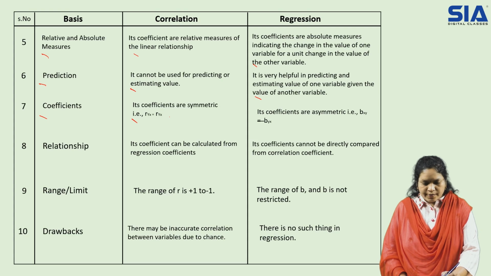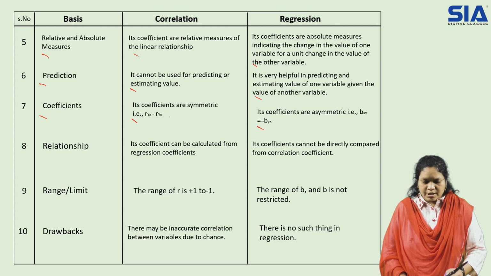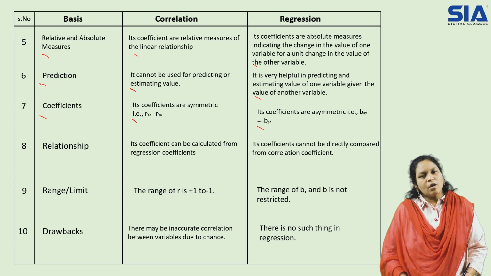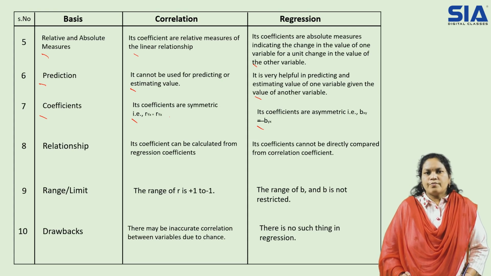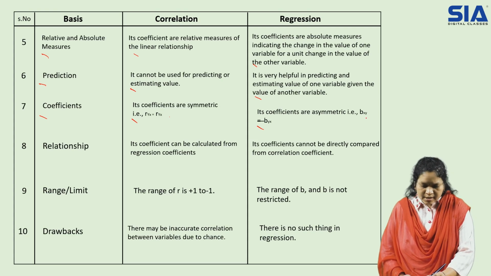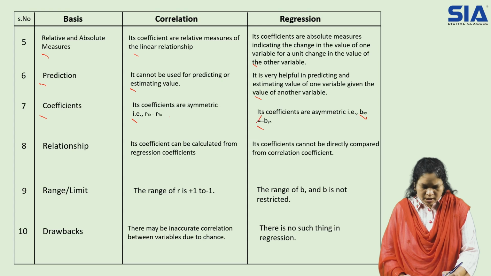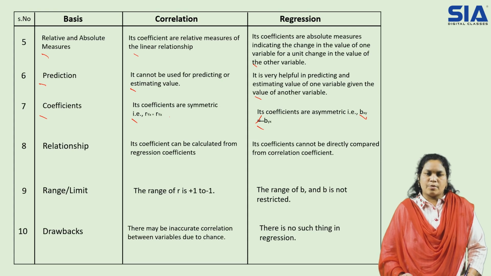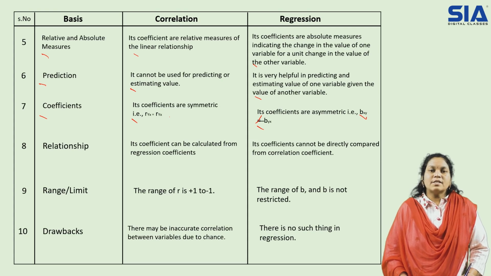Now let us check it for regression. Regression coefficients are asymmetric, meaning they are not equal. Take the regression coefficients: Byx is never equal to Bxy. Whenever coefficients are not equal, we call it the asymmetric property. So here symmetry does not hold.